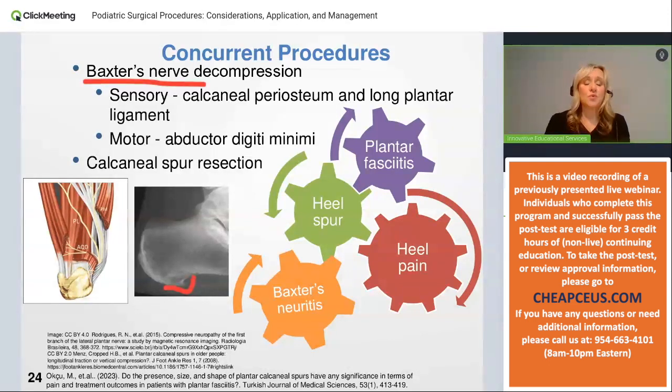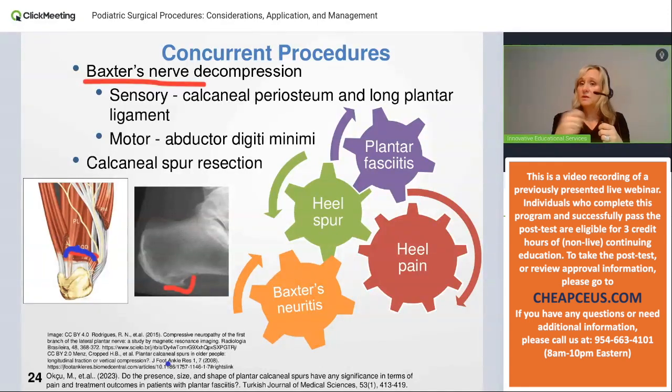Baxter's nerve is a branch that is coming off of the lateral plantar nerve. So we're coming here and it crosses over this way. I should probably pick a different color here. Coming over this way, so the lateral plantar nerve is coming out. It's a little branch that comes over, and they found that this particularly innervates the long plantar ligament and the calcaneal periosteum. And as there's tightening down and fibrosis in that plantar surface and of that plantar fascia, it may be compressing on that nerve also. And that's part of that specific isolated heel pain that the patient is experiencing.